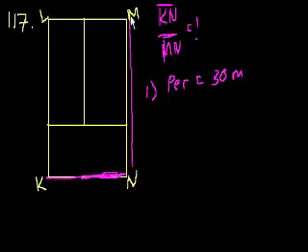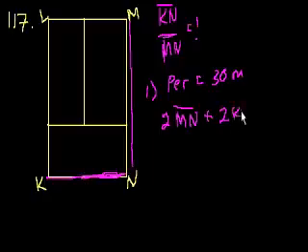That tells us, let's put it in terms of the things we care about, that 2 times MN, right? Because MN and KL are going to be the same length since it's a rectangle. So this tells us that 2 times MN plus 2 times KN, because KN and LM are the same length, is equal to 30. That's the perimeter. Twice this plus twice this is the perimeter. You could say that plus that plus that plus that, but this keeps it in terms of that.